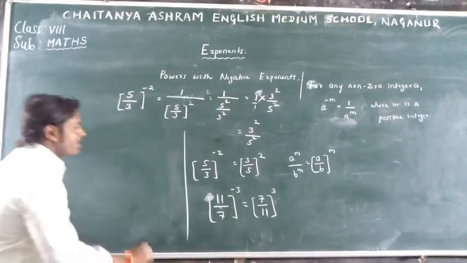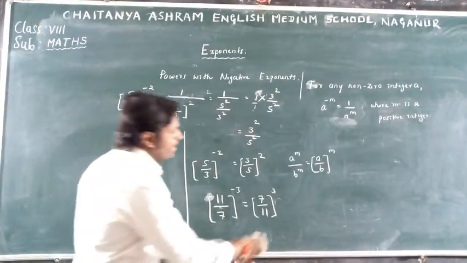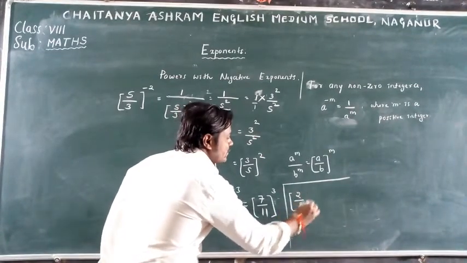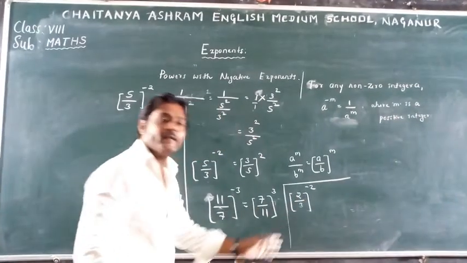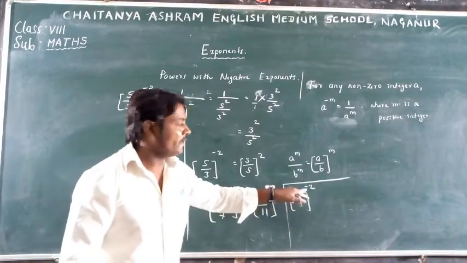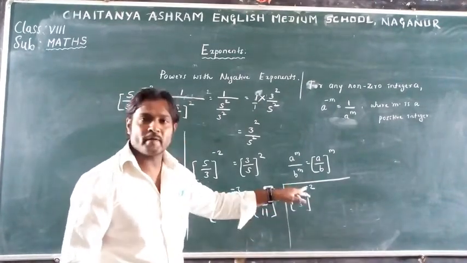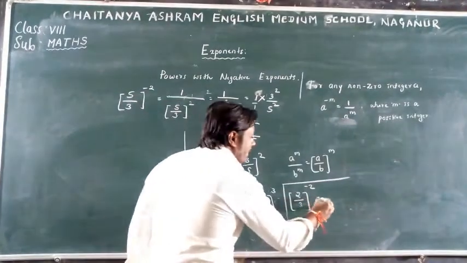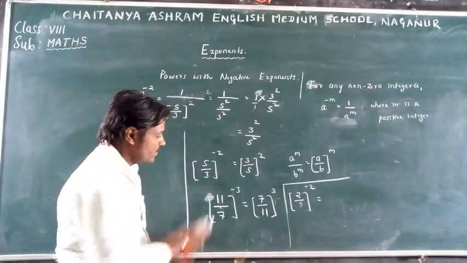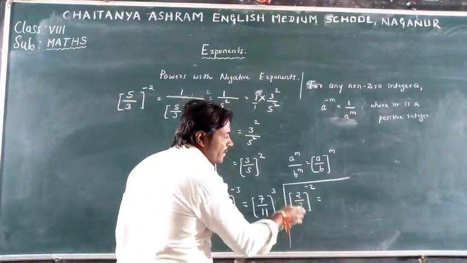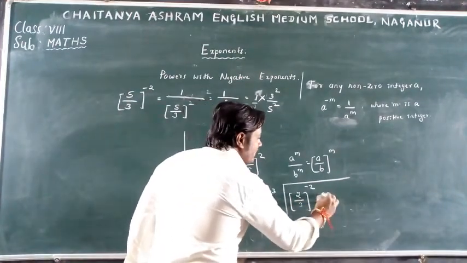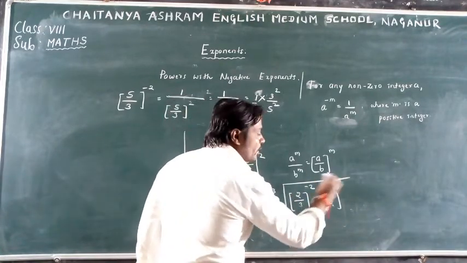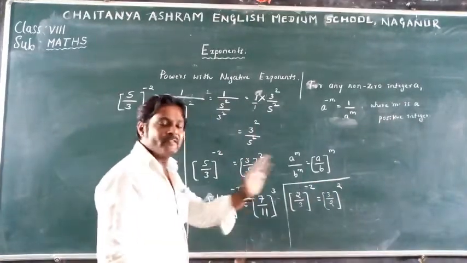See one more example. Take here 2 by 3 raised to the power minus 2. To find the value of this fraction with negative exponent, the question is find its value. To find its value, write it in positive exponent. Just we learned, that is interchange numerator and denominator. That is 3 by 2. Convert negative sign, negative power to positive power. Then simplify.